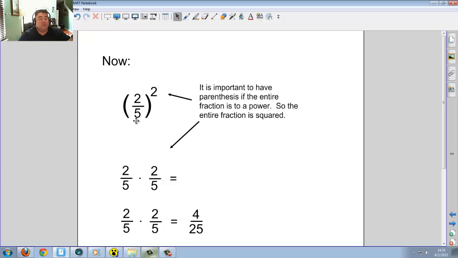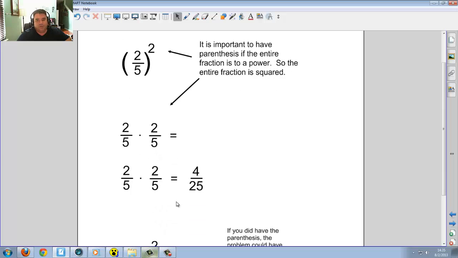Now, take this here. 2/5 squared. Really, it means you have 2/5 times another 2/5. So it's important to have a parentheses if the entire fraction is to a power. So the entire fraction squared. In other words, if you're going to take 2/5 squared, you need to have the parentheses. Don't have this, because that changes the equation. Because that's 2 squared over 5, which makes 4/5. So we got to know which way to go here. So 2/5 times 2/5, top times top, bottom times bottom. 2 times 2 is 4, 5 times 5 is 25.